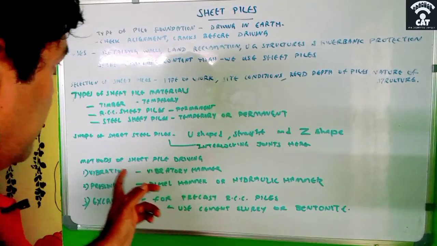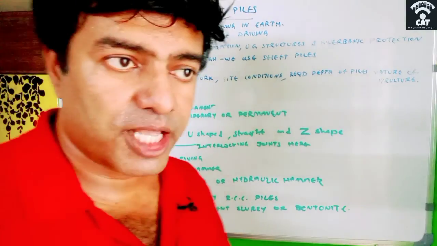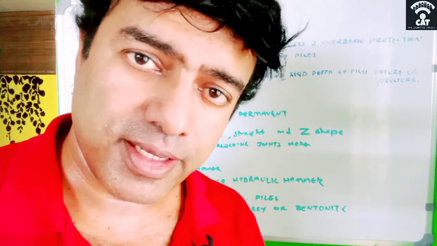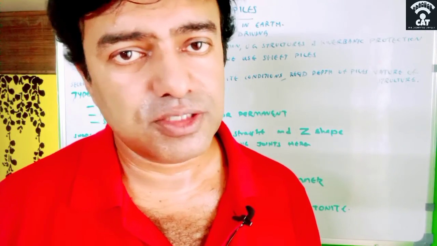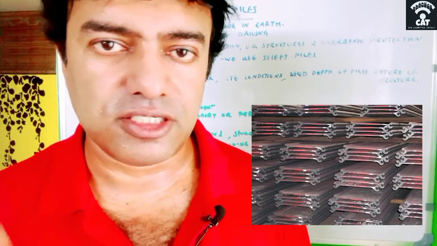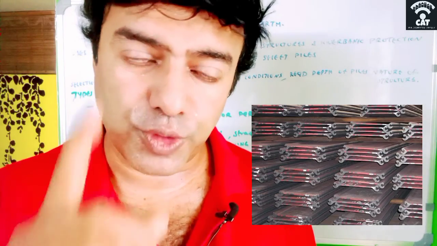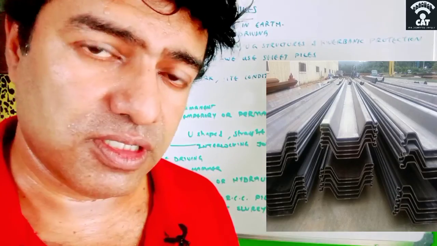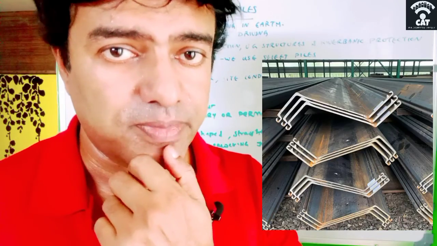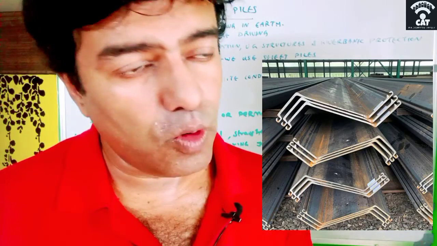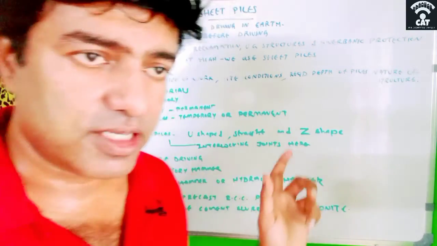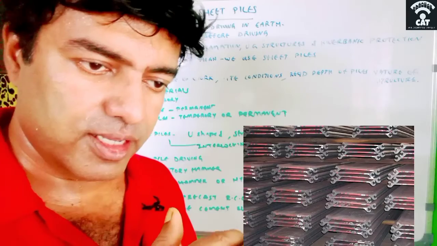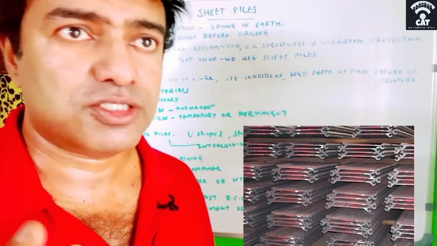And now we can see the different shapes of sheet piles that we are using. There are three shapes of steel sheet piles. One is, as you know, the straight sheet pile. The second is the U-shape steel sheet pile, and the third is the Z-shape steel sheet pile. So in all these structures, if it is a straight sheet pile, you can see there is an interlocking at the two sides.